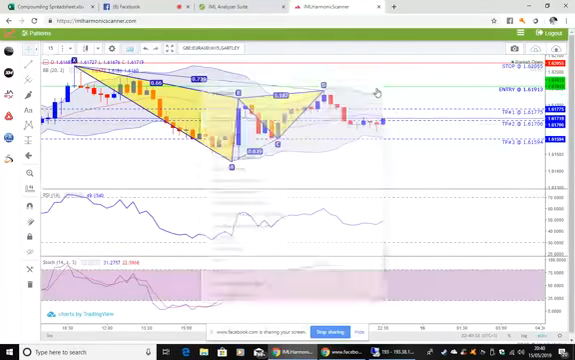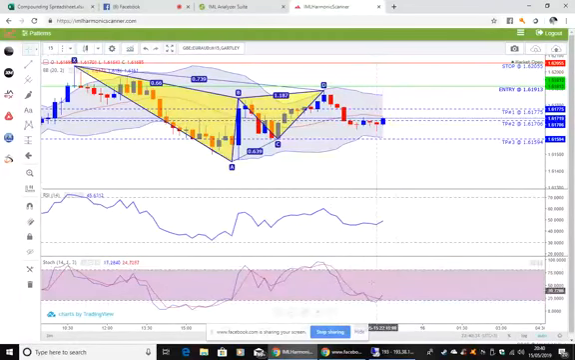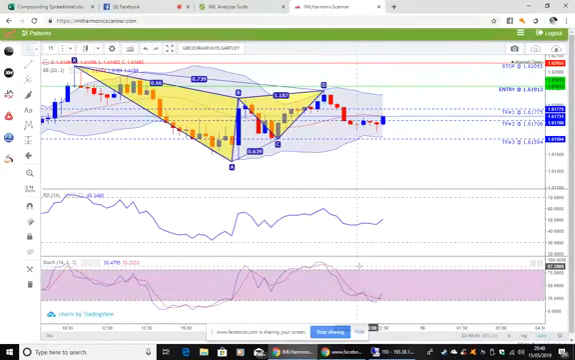Okay, so the stochastic, you're waiting for these lines to cross. This is possibly going to go back up on a buy event, so I don't think it will hit take profit 3. I do apologize about that, the door's just opened.